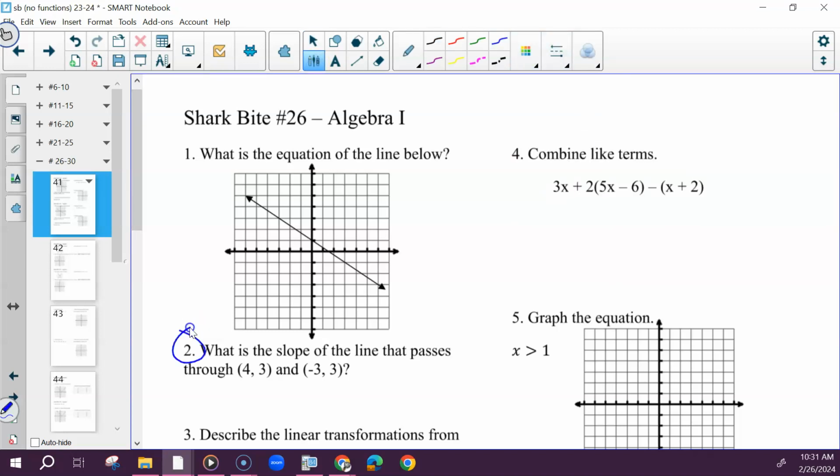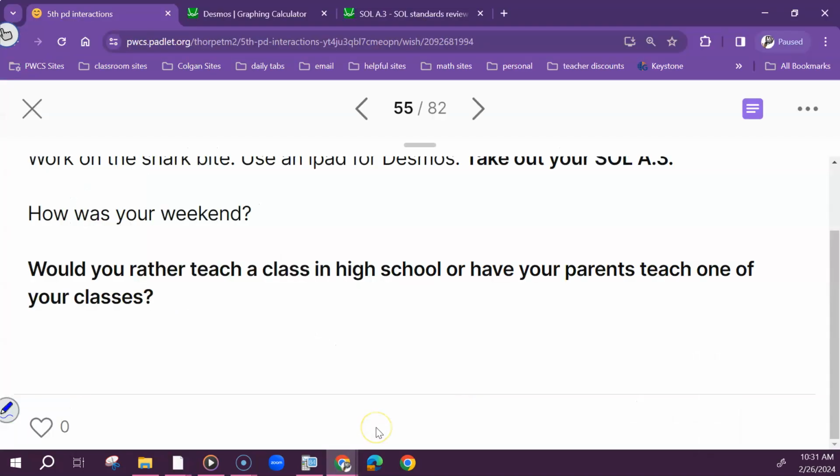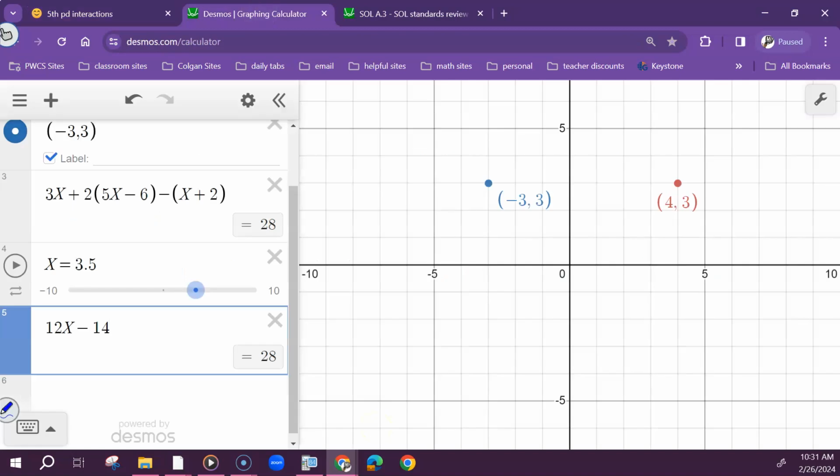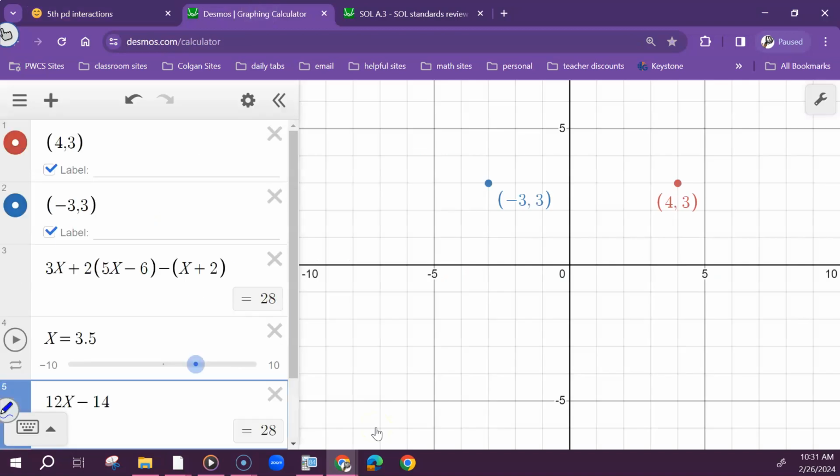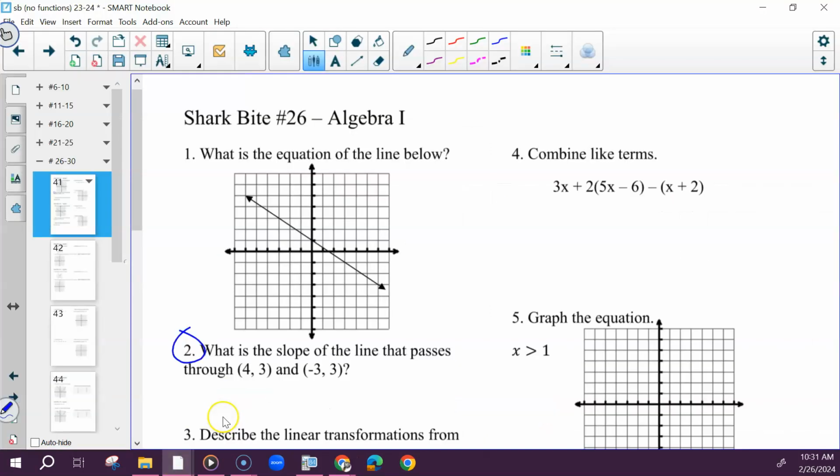Number 2 can be done in Desmos. Number 4 can be checked in Desmos. So if I have these 2 points and I put them in Desmos, I see that they're on the same line. That would be a horizontal line, so that would be a slope of 0. Oh yes, that was correct. That's not correct. Okay.